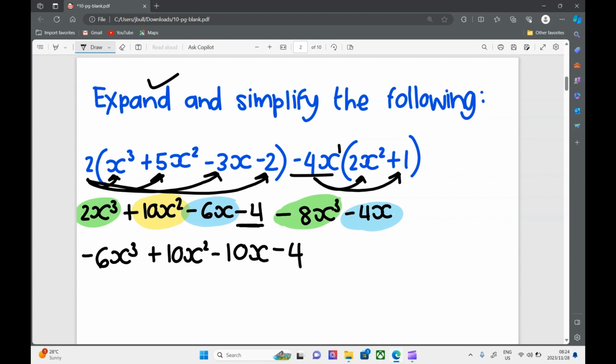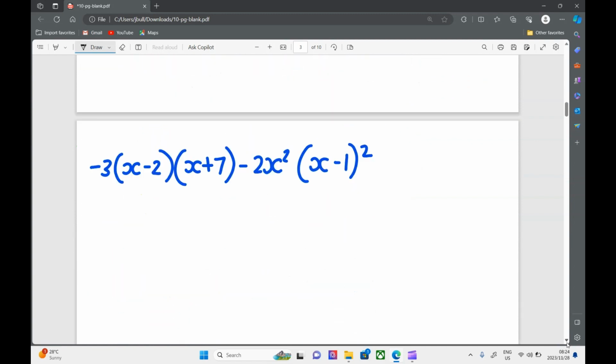So this is our final answer once we have expanded everything and we have simplified, so we've added what we can. What's pretty good practice is to write it like this, in descending order of the exponent. So we've got the biggest exponent first, then the next one, then the next one. That's just good practice, although it's not wrong if you write it in a different order. Let's look at another one.